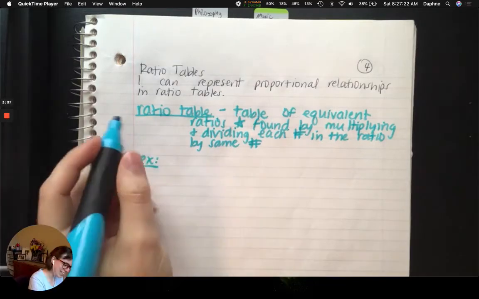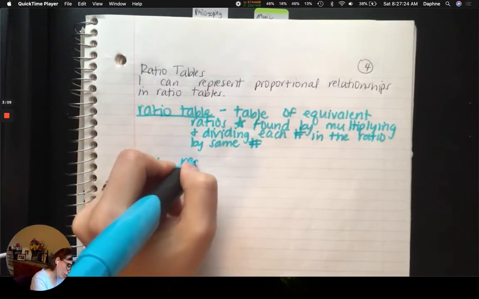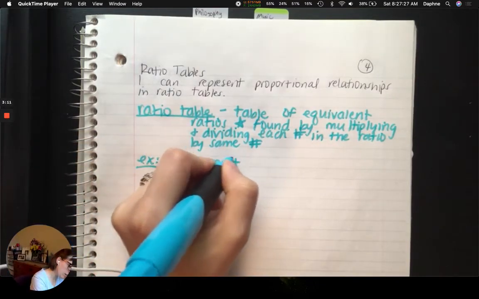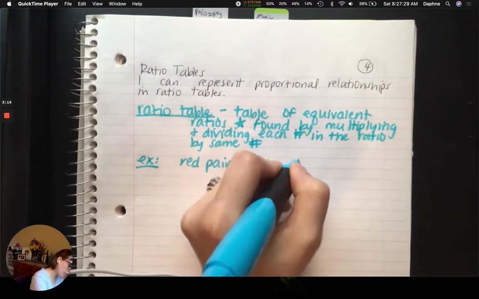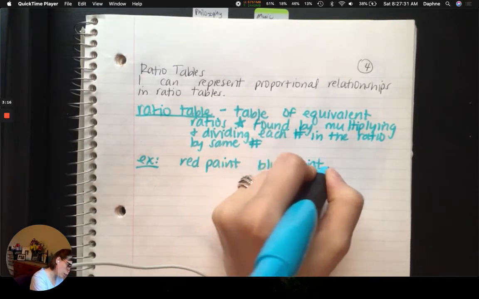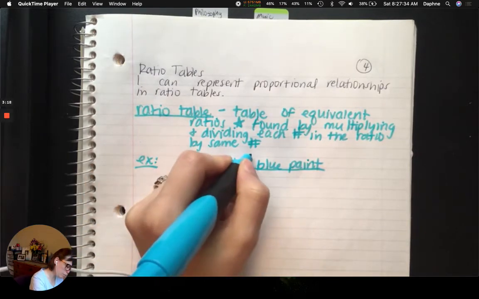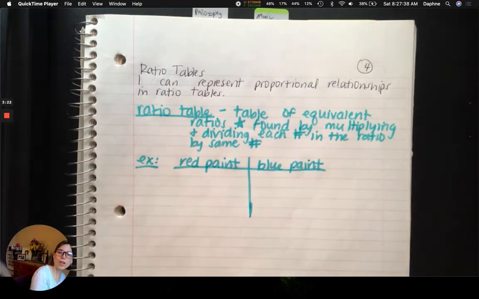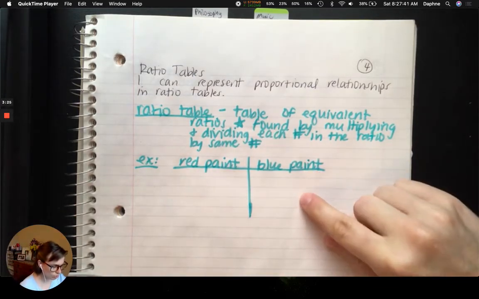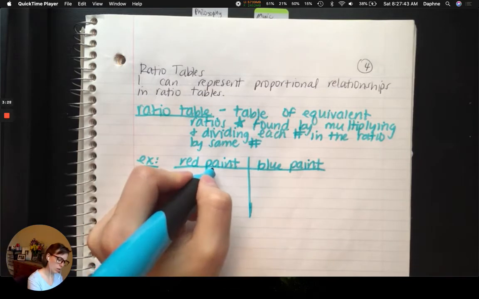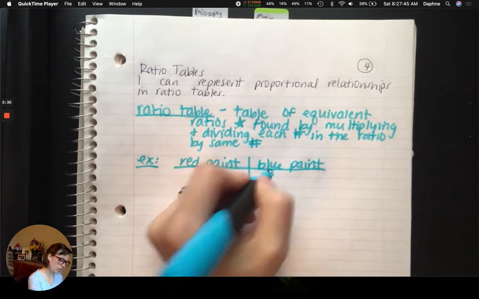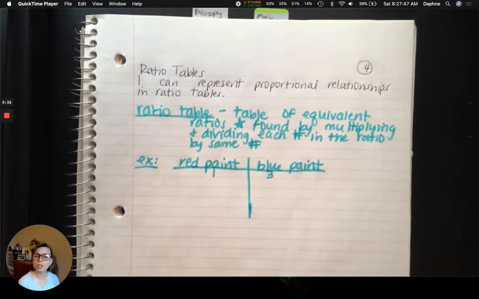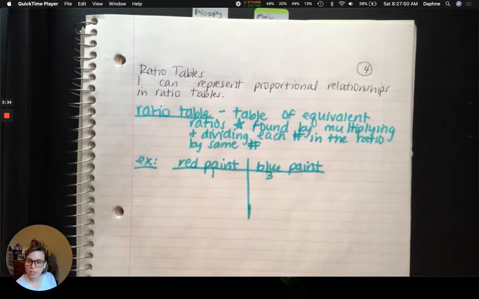Make sure you've paused. Example is red paint versus blue paint. So we're going to make this a table. We'll go 5 lines down. So this table has 5 lines in it. 1, 2, 3, 4, 5. I'm going to put 1 and 3 to start it off. So 1 to 3. I have 1 cup of red paint to 3 cups of blue paint, and that's going to give me the color purple that I want because red and blue make purple.